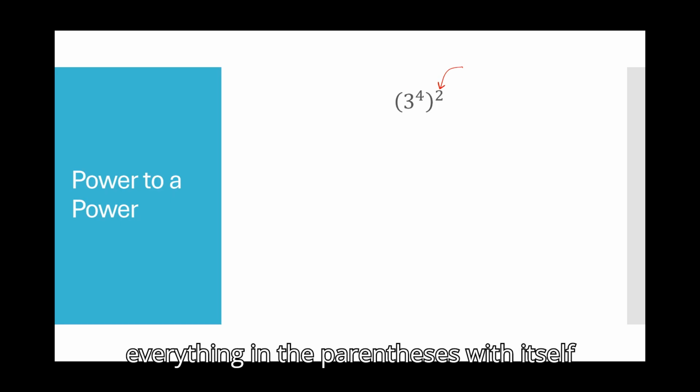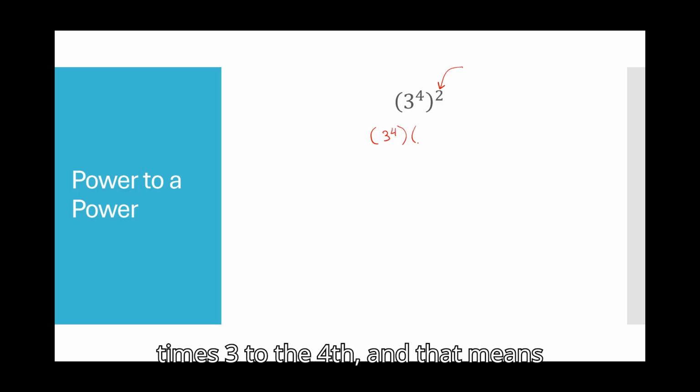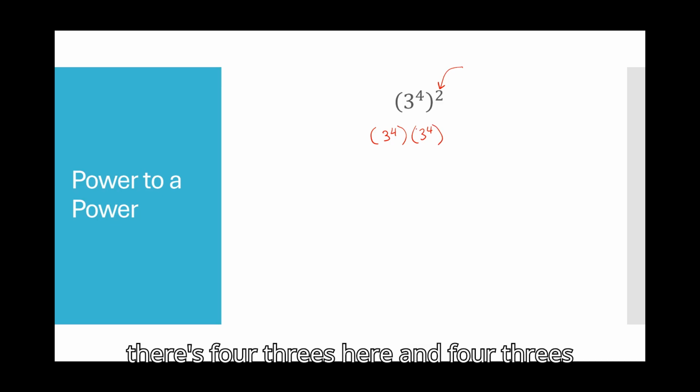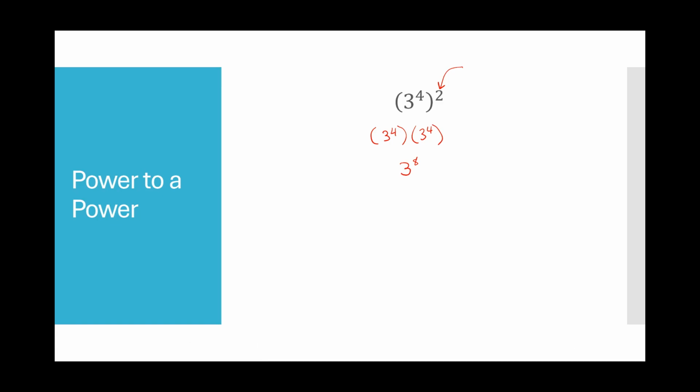Now, a power to a power. This 2 tells me I'm going to multiply everything in the parentheses with itself twice. So I have 3 to the 4th times 3 to the 4th. And that means there's 4 3s here and 4 3s here. Well, that's 8 3s altogether. Can you tell what the rule is?